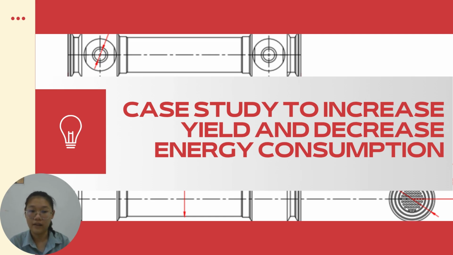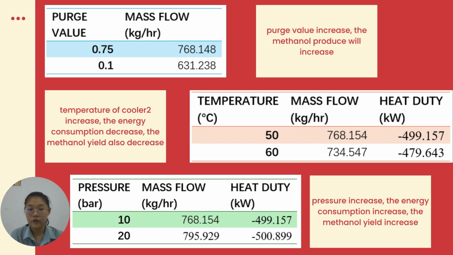Next is the case study to increase yields and decrease the energy consumption for the plant. I have 3 cases that we've studied in this mini project, the first one is the purge value. We have changed the purge value from 0.1 to 0.75, and the mass flow increased from 631.238 to 768.148. This shows that if we want to increase the methanol yields, we should increase the purge value.